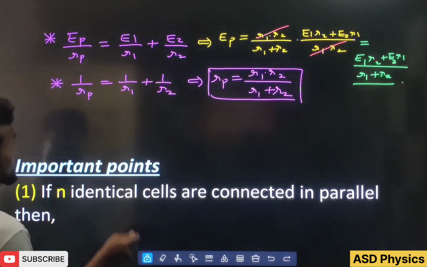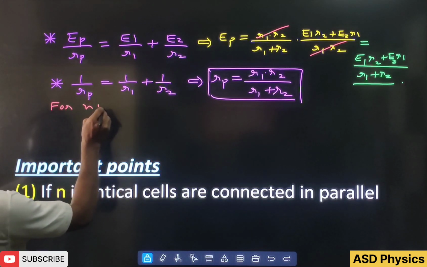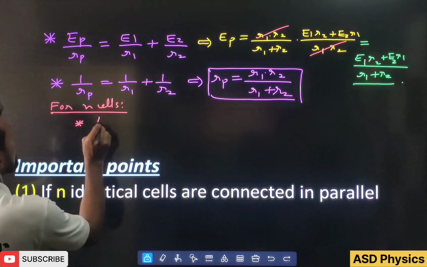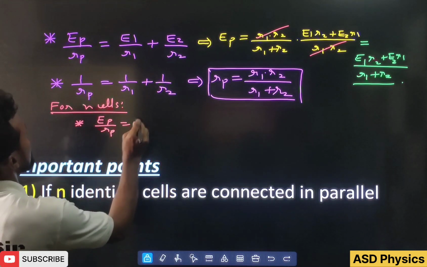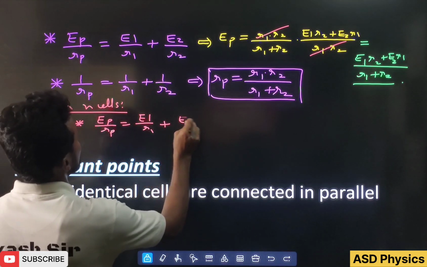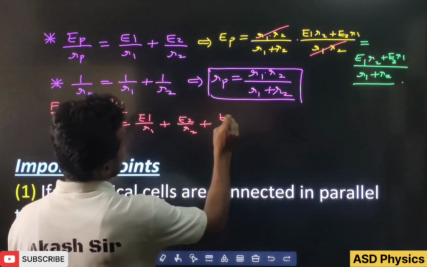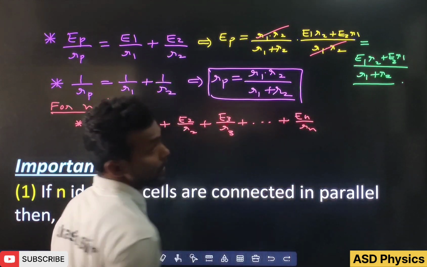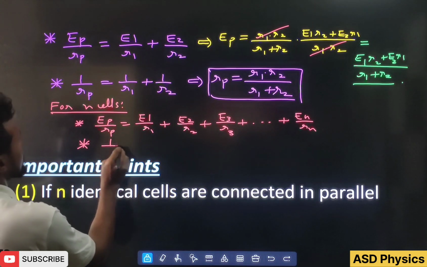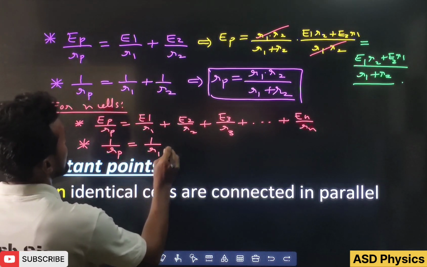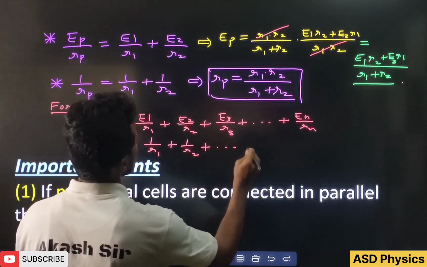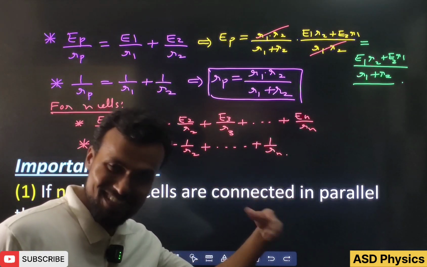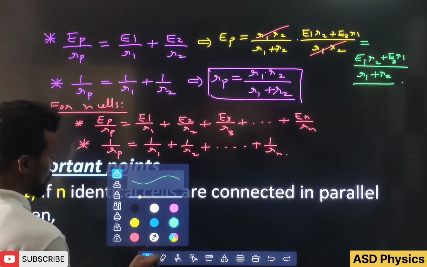Similarly, if I write for n cells in parallel, with supporting polarity, this Ep by Rp is equal to E1 by R1 plus E2 by R2 plus E3 by R3 dot dot dot plus En by Rn. Similarly for the resistance, 1 by Rp is equal to 1 by R1 plus 1 by R2 dot dot dot plus 1 by Rn. This we have to remember, because multiple cells they may give. Now after that we are going to see the important points.